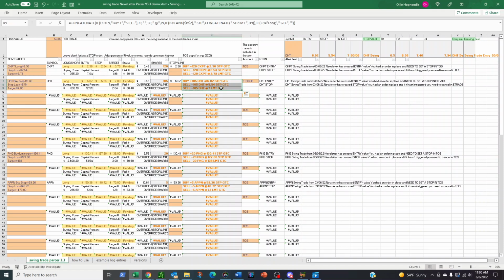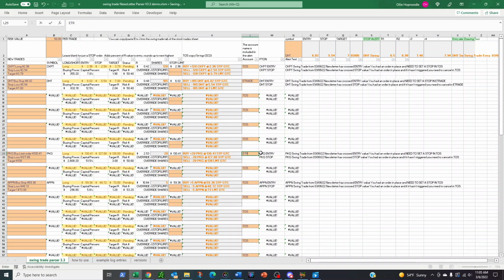Obviously, you can't copy this into E-Trade. E-Trade doesn't have a copy-paste function, but you could still use the spreadsheet to do your analysis. And sometimes what I'll do, for example, is if it is a fairly high buying power one, I might use a different account for that particular swing trade, and then I can put the value in here.